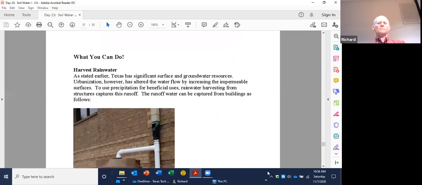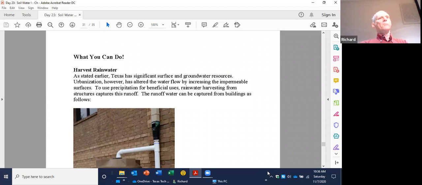What can you do? One thing you can do is harvest rainwater. As stated earlier, Texas has significant surface and groundwater resources. Urbanization, however, has altered water flow by increasing the impermeable surfaces. For example, there are some areas in Houston that flood every year that used to flood once every 100 years.